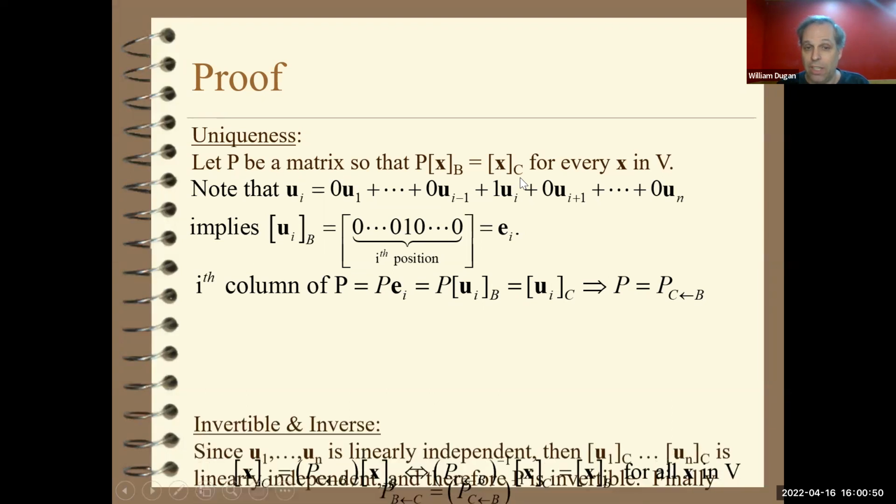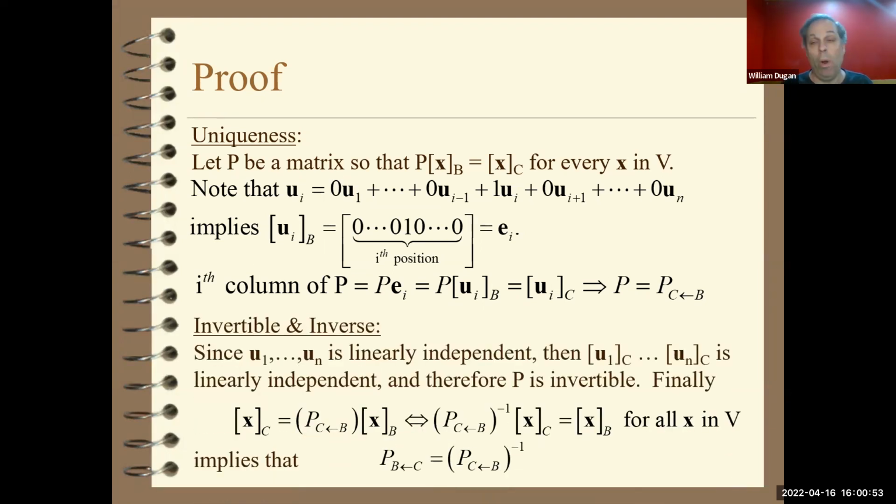Now the next question is, is it invertible? And what would be its inverse? Well, the vectors u1 through un are a basis for V, so they're linearly independent. But that means that if you look at their coordinates relative to C, by the coordinate theorem, those coordinates will have to be linearly independent in Rn. By the fundamental theorem of invertible matrices, the matrix that has these coordinate vectors as columns has to be an invertible matrix. So now we know it's invertible. Then after that, it's really easy. It's a matter of just remembering uniqueness.